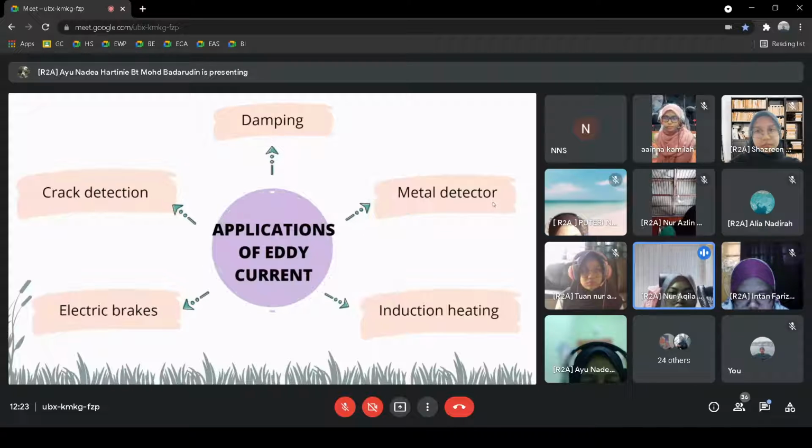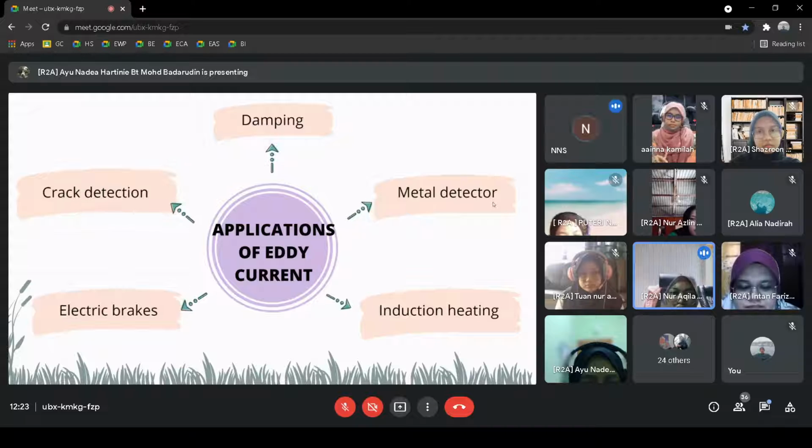As I told you before, the eddy current produced does not provide anything toward the output power in the transformer. However, eddy currents are useful in the following cases. First one is damping. After that is the metal detector, like we can see at the airport. Eddy current is also used for induction heating. Next one is the electric brake. And lastly, eddy current can be used to detect cracks in materials.